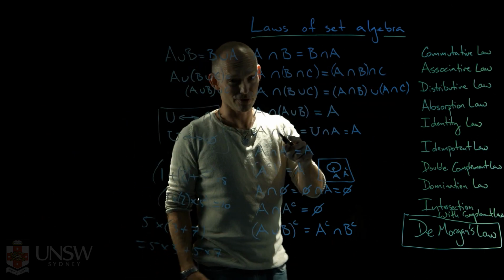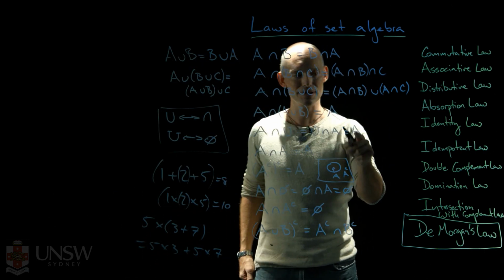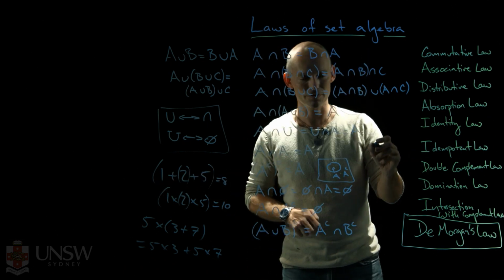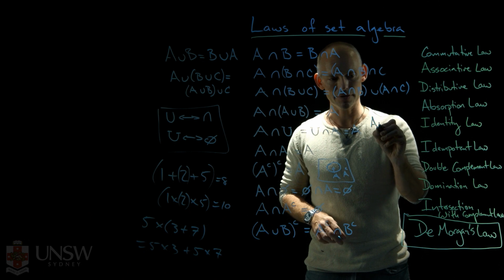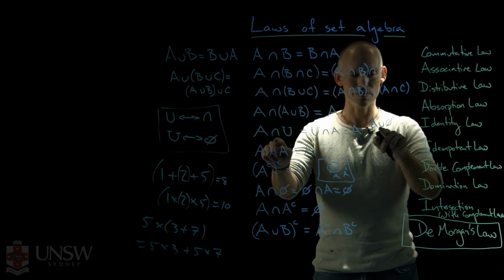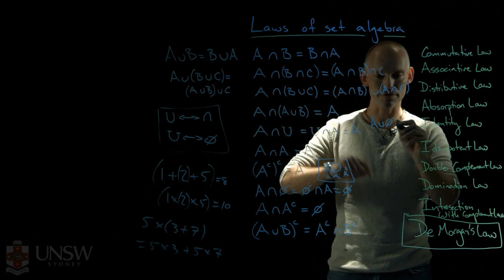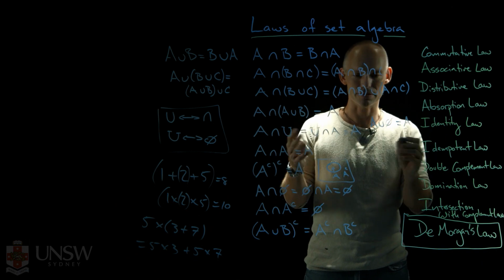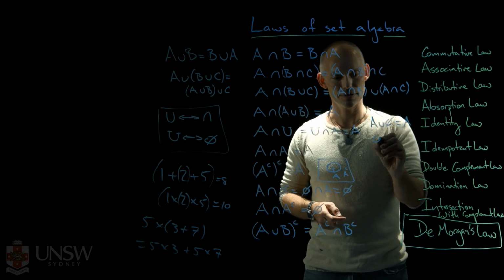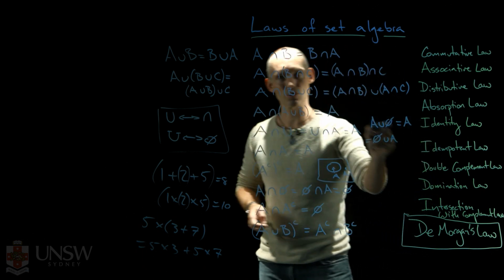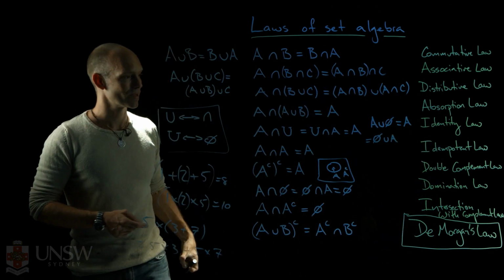Now the identity law says that if you take A and the intersection with everything, the universal set, then you just get A itself, which is obvious. The dual of this is that if you take A and the union of the empty set, because now we're swapping the intersection with the union and the universal set for the empty set, well that leads you back to A. We're adding nothing. And of course, this is also equal to what you get if you swap those two around by the commutative law.